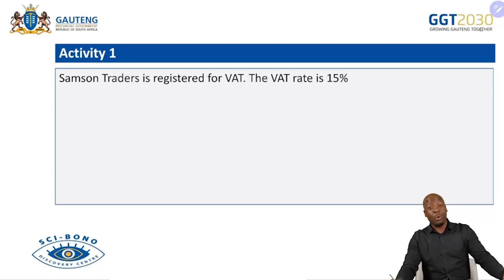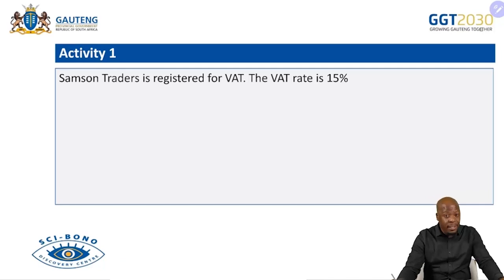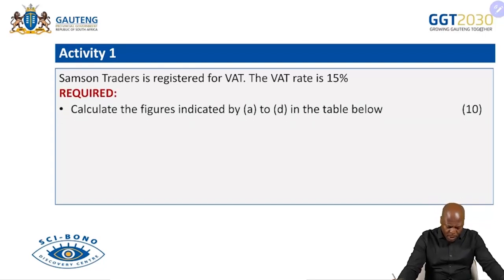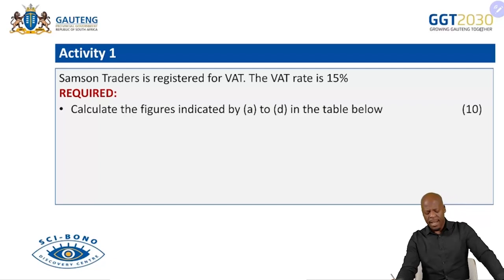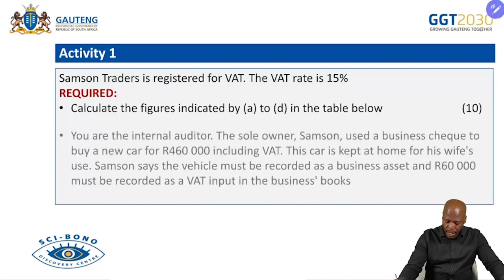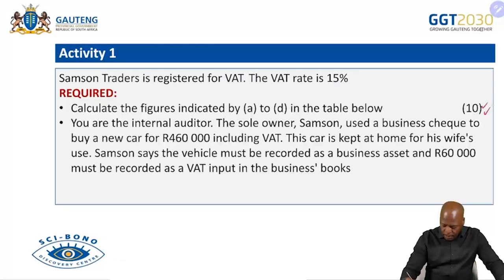So if I'm just to throw a question to you, where would a vendor go to register for VAT? Where do they go? Okay, thank you. Someone is saying they go to SARS. That is the South African Revenue Services. So you have to go and register by SARS. And then this is what we are required to do. It says, calculate the figures indicated A to D in the table below, and 10 marks there.